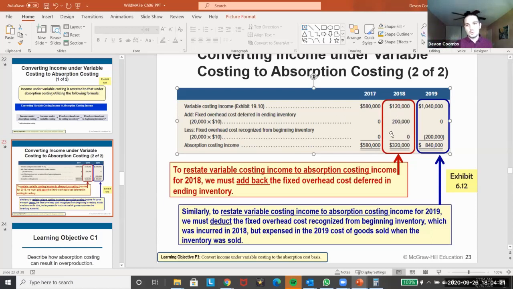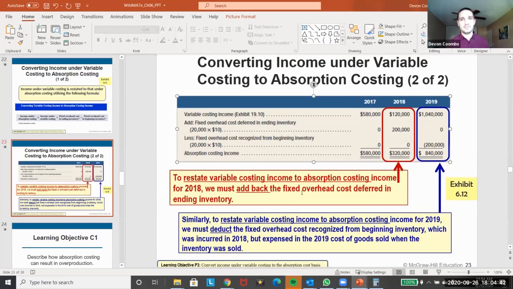So we're deferring it because it's part of our inventory. 200,000 of costs were included in our variable costing, so our variable costing income is $200,000 lower, but it's in inventory on our GAAP financial statements. So it'll have to be expensed next period. And then in the next period we expense it, which results in our absorption costing income being less than our variable costing income. So I think this is a great slide to really understand how the flow works, right?